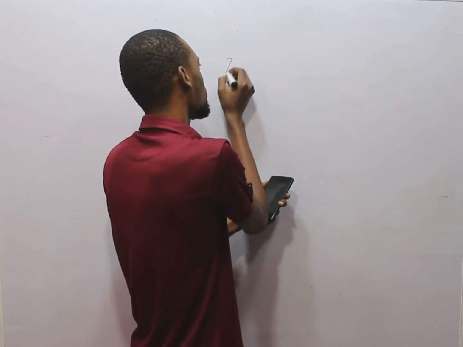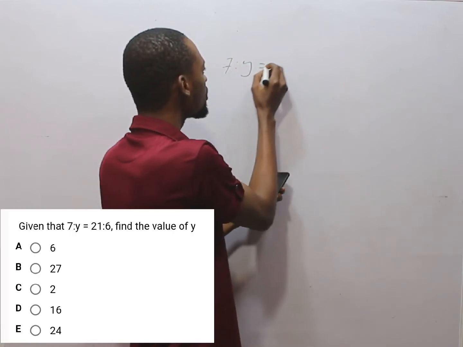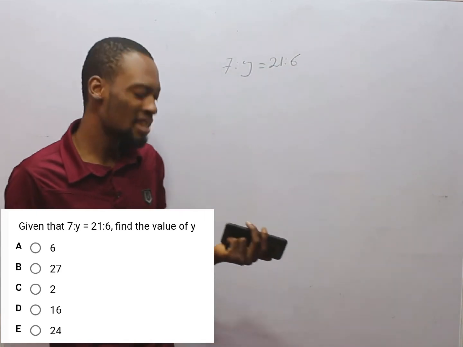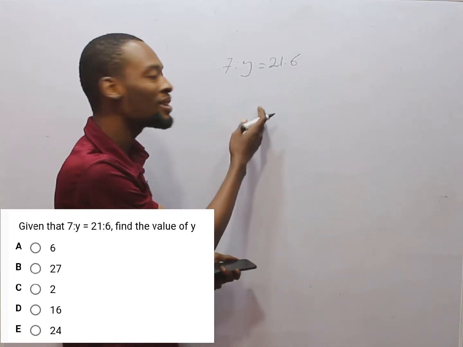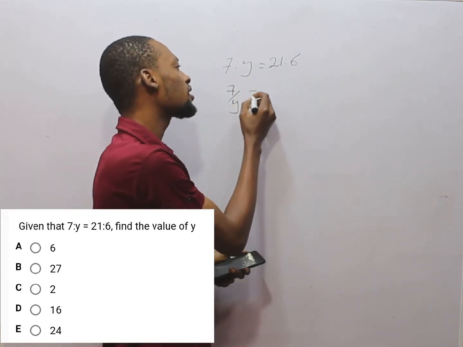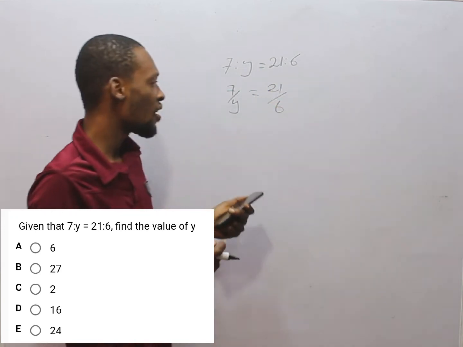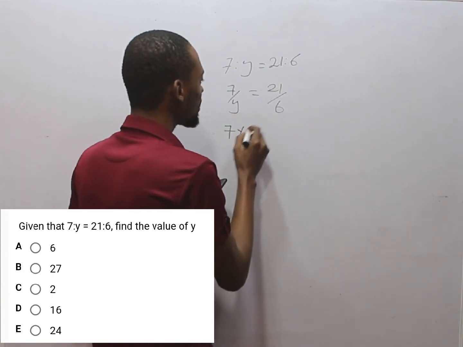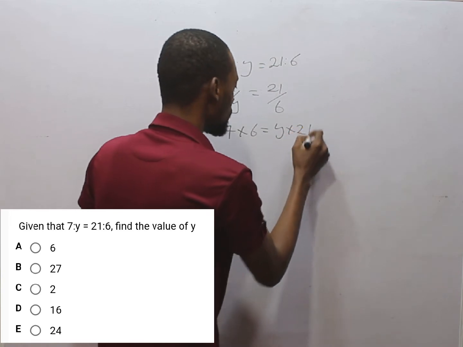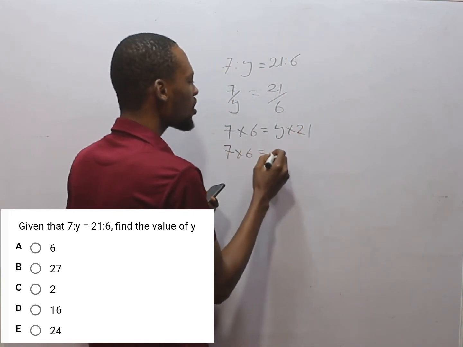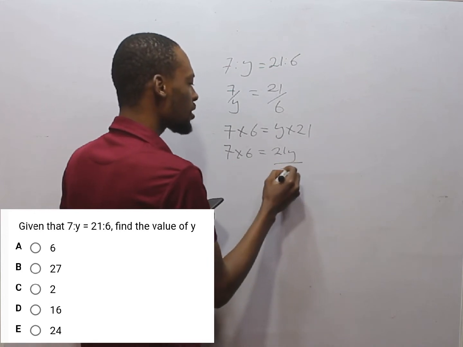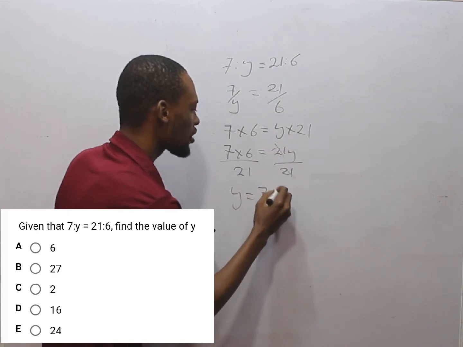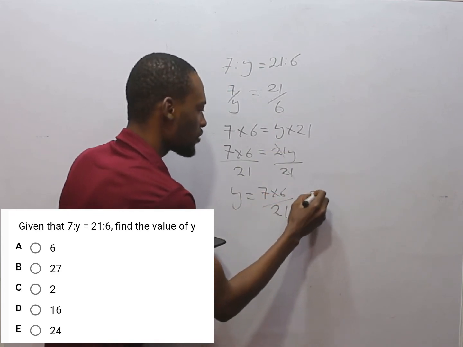Given that 7 ratio Y equals 21 ratio 6, find the value of Y. Ratio is the same thing as division. 7 ratio Y is simply the same as 7 over Y equals 21 over 6. That is ratio for you. It is nothing much. And when you cross multiply, 7 times 6 equals Y times 21. 7 times 6 equals 21Y. Dividing both sides by 21, Y is simply 7 times 6 over 21. That should give you 2.